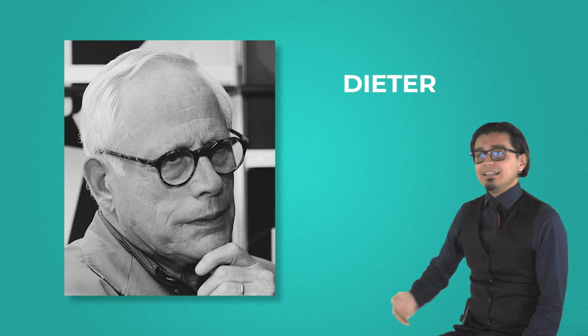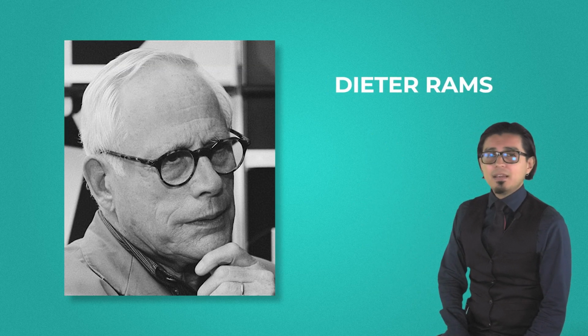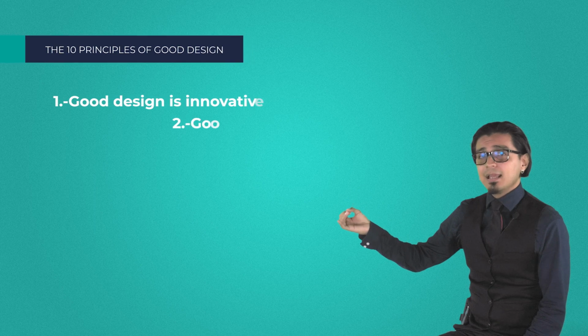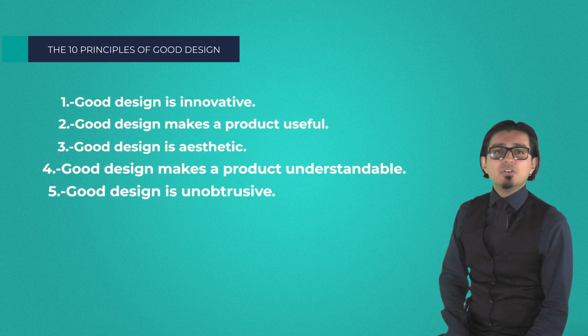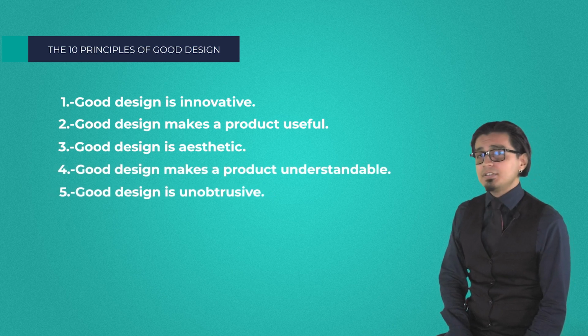The last landmark that we will see in this unit is one of the most important industrial designers, one that understands the objective of this profession, and one that has inspired many other designers around the world and continues to do so. Dieter Rams. He established the 10 principles of good design. Good design is innovative. Good design makes a product useful. Good design is aesthetic. Good design makes a product understandable.